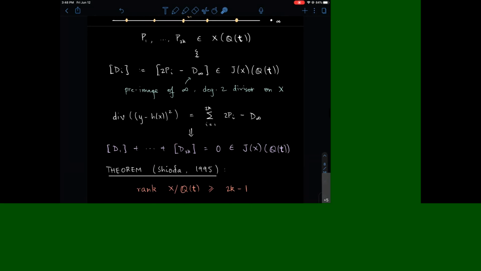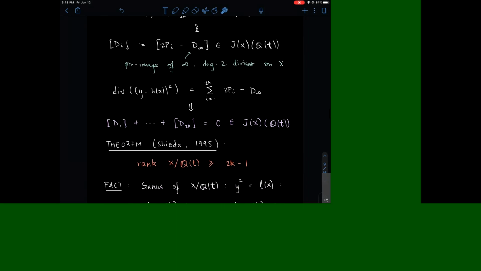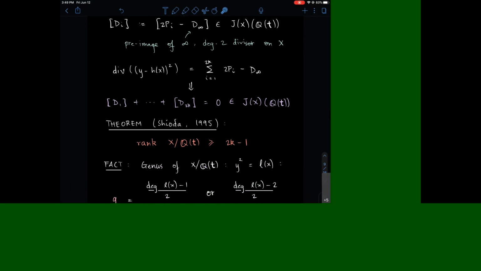And so Shioda proved that in fact there are no other relations, and so we have 2k many points satisfying a single relation, and so they generate a subgroup of rank 2k minus 1, which means that the rank of the entire Jacobian, in other words, the rank of X over Q(t), is at least 2k minus 1.